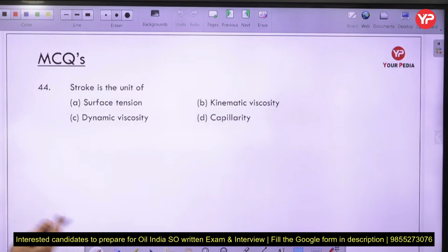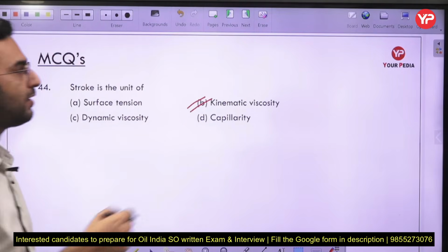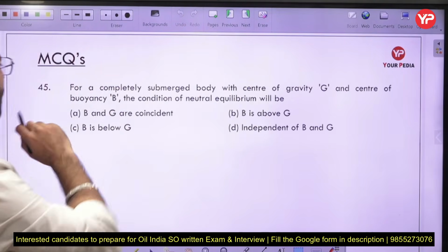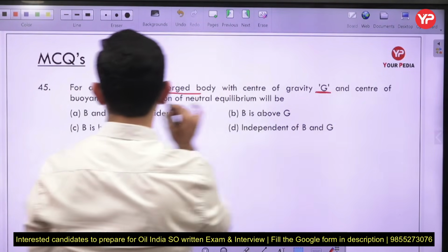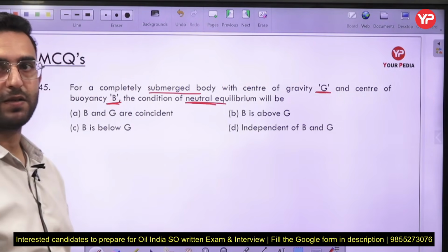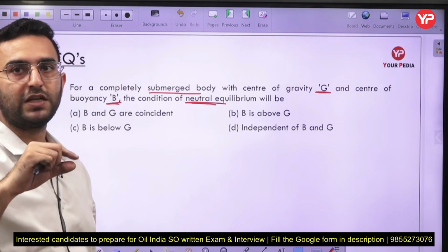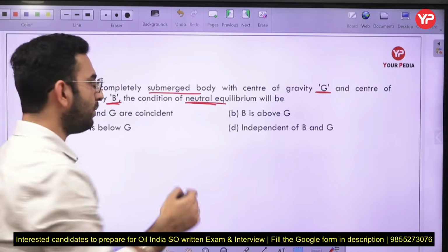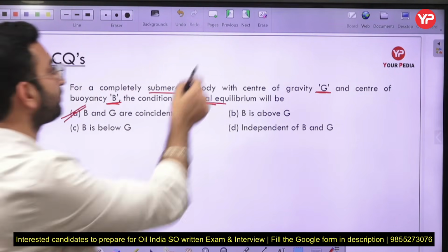Next part, stoke is a unit of, that is a very simple case, it is a unit of kinematic viscosity here. Next, for a completely submerged body with a center of gravity G and center of buoyancy B, condition of neutral equilibrium, that is again a very simple case. When the center of gravity and the center of buoyancy are coinciding with each other, we say it is a case of neutral equilibrium. So here option number A will be the correct answer.